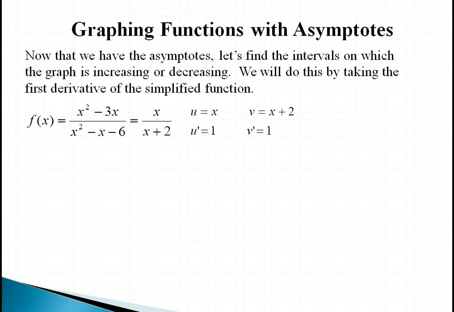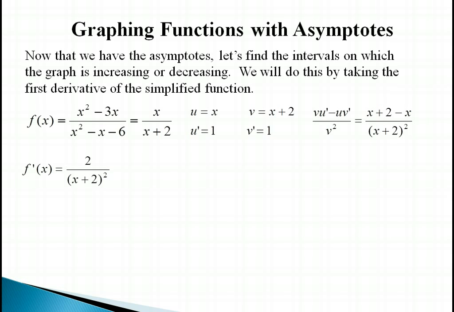Alright, so with the simplified form, it's a lot easier to take the derivative. So the numerator is x, we're going to call that u, and the denominator is x plus 2, we're going to call that v, and then we're going to use our quotient rule. So it's going to be the v u prime minus u v prime in the numerator, all over v squared in the denominator. Okay, so our x's are going to cancel out, and we're left with 2 over x plus 2 all squared.